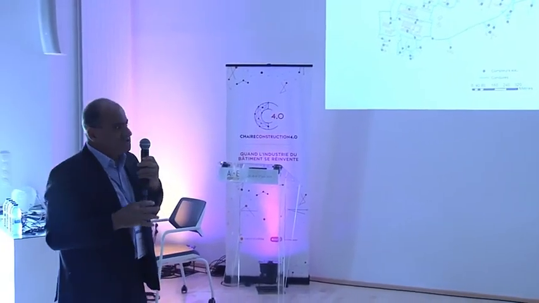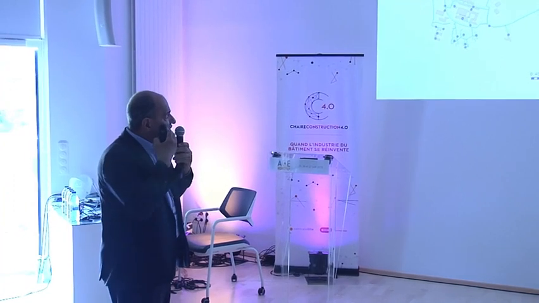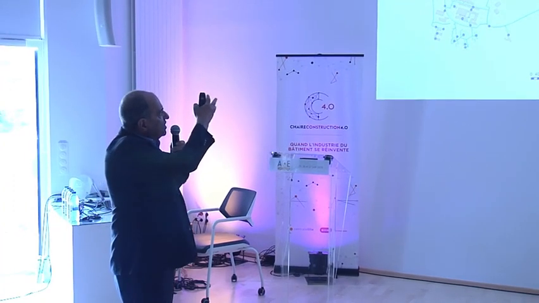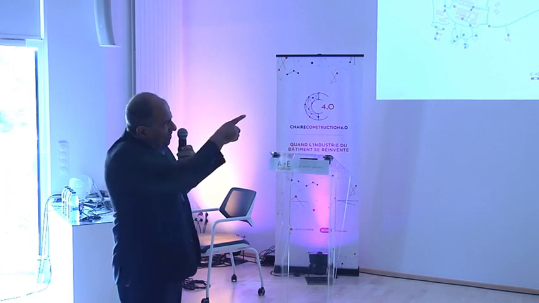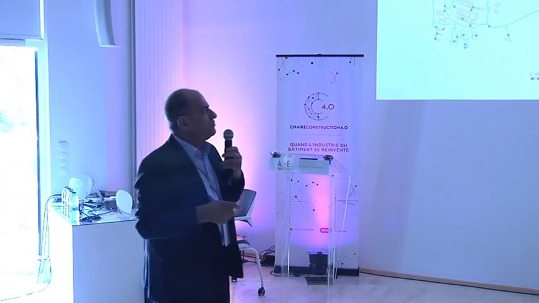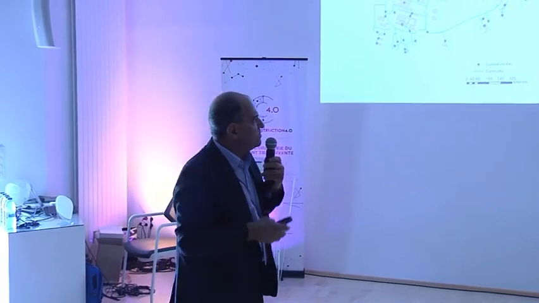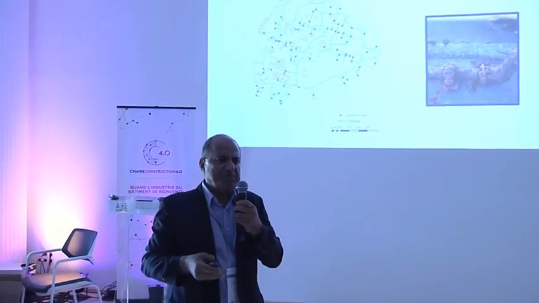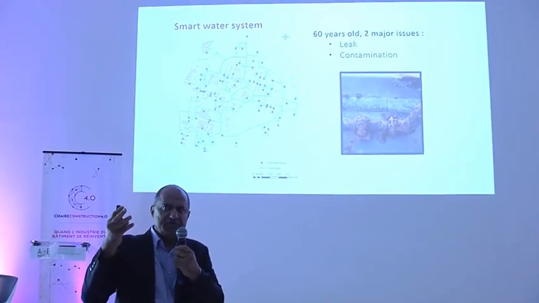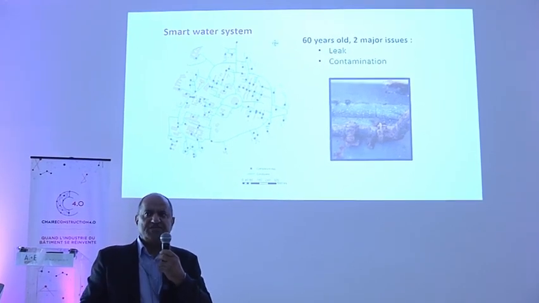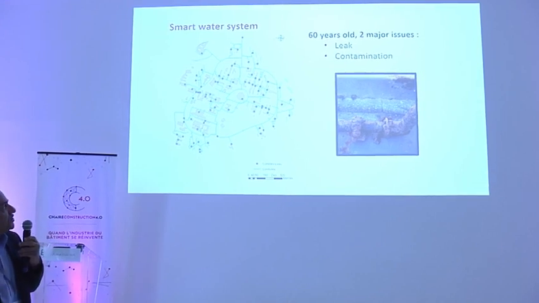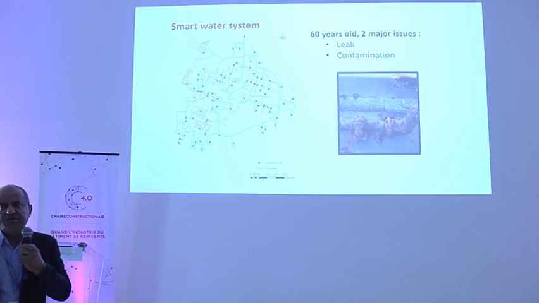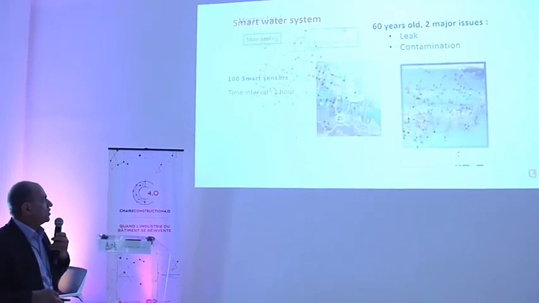I will give you this example, which concerns the water. If we look at the water system on the campus, we have the picture, and just beside it you have the picture of some of these pipes. You can see these pipes are very old, and we have a lot of problems with them: leaks, problems of quality, and so on. Then we had two big questions when we started this project: how we can reduce the leak, and how we can detect any contamination in the water network.